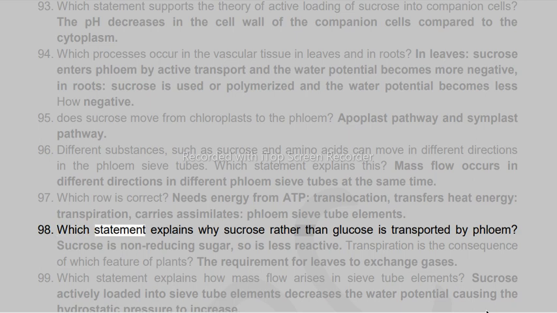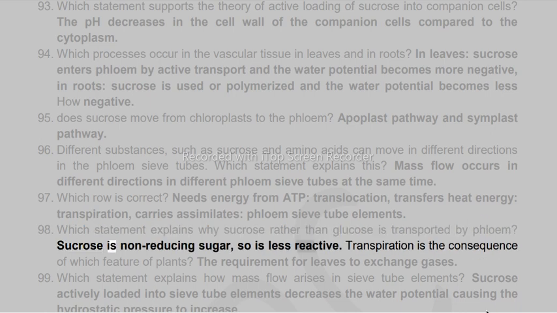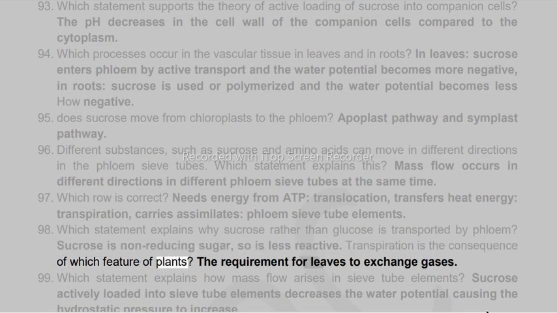98. Which statement explains why sucrose rather than glucose is transported by phloem? Sucrose is a non-reducing sugar, so is less reactive. Transpiration is the consequence of which feature of plants? The requirement for leaves to exchange gases.